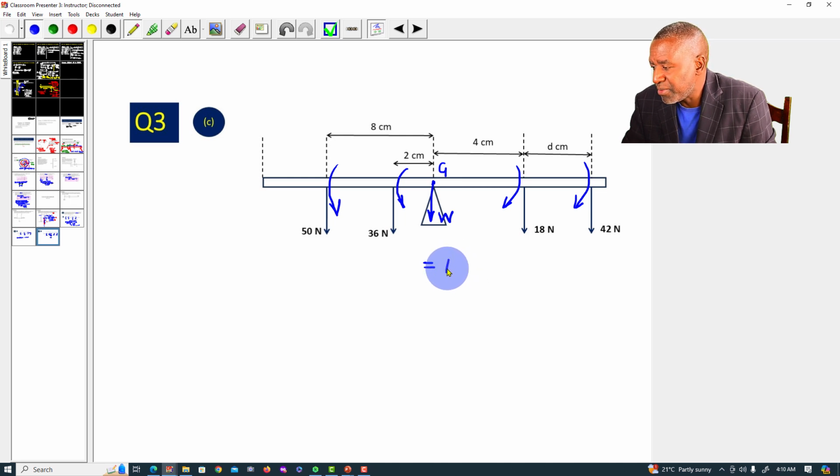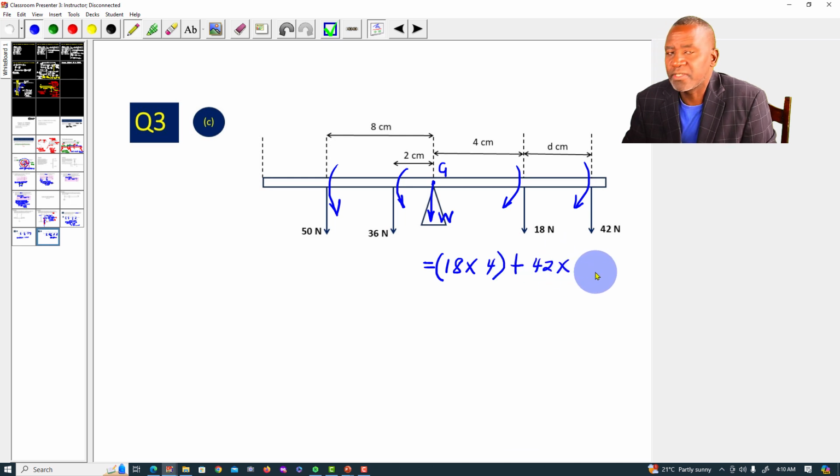So the clockwise moment, I'm going to put an equal sign here, and now I'm going to have the clockwise moment as being 18 times 4, that one there is no problem, plus 42 times, I know some of you have said times D. No, it is D plus 4.